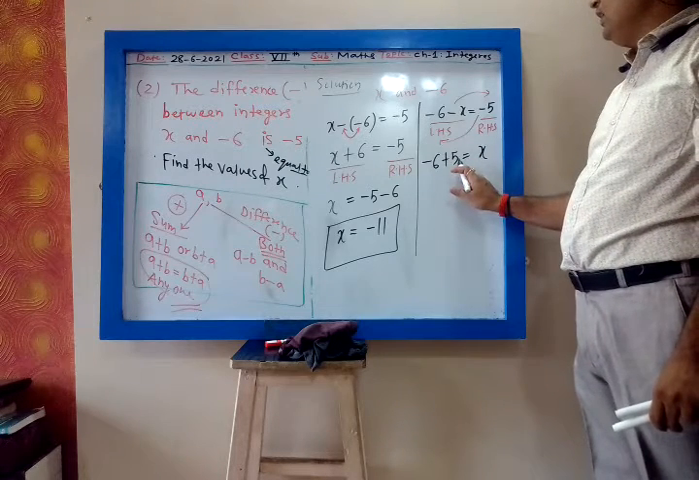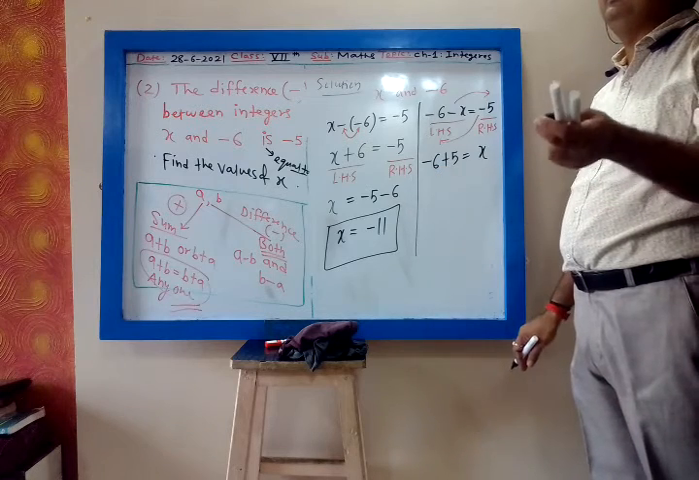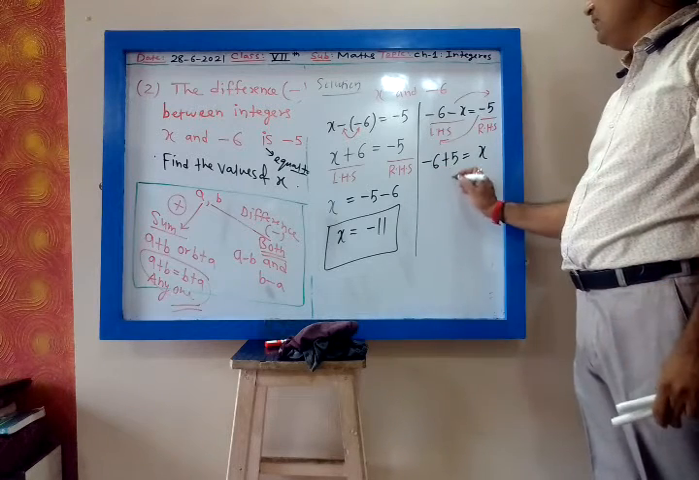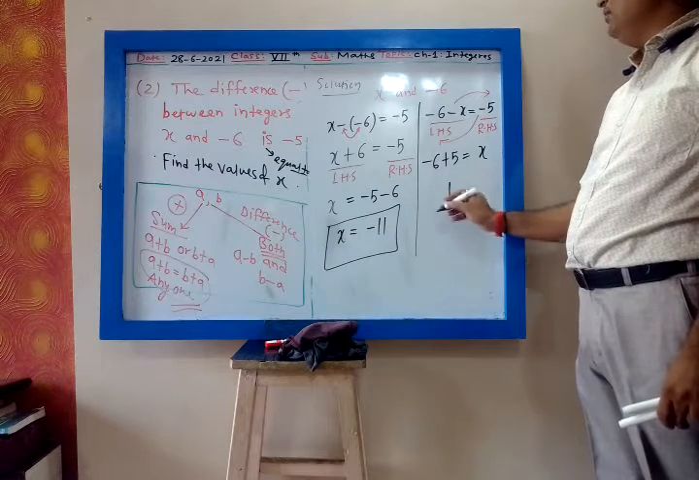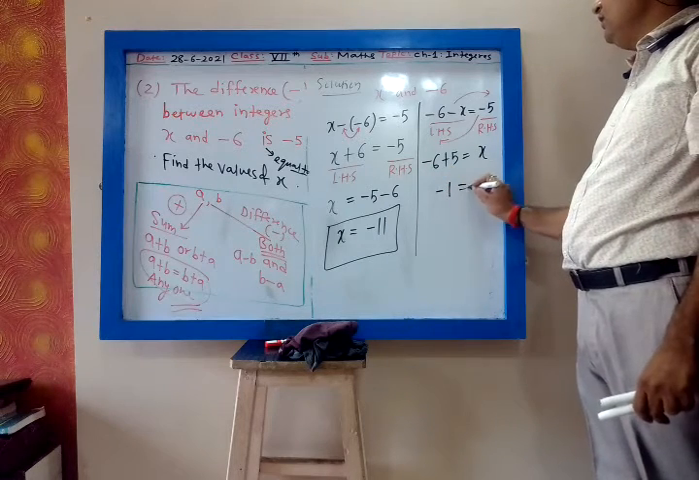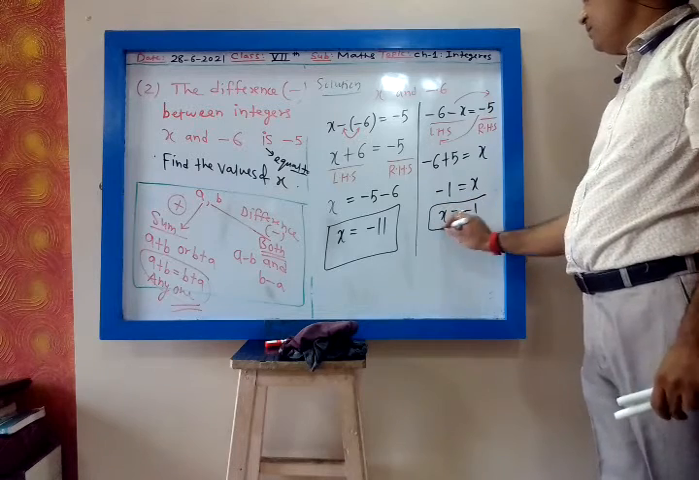What is the sign of 5? Positive. So minus and plus, opposite signs. Whenever they have opposite signs, you have to subtract. 6 minus 5 is 1. Which number is bigger? 6. What is the sign of that? Minus. So minus 1 is equal to x. So we write x is equal to minus 1.